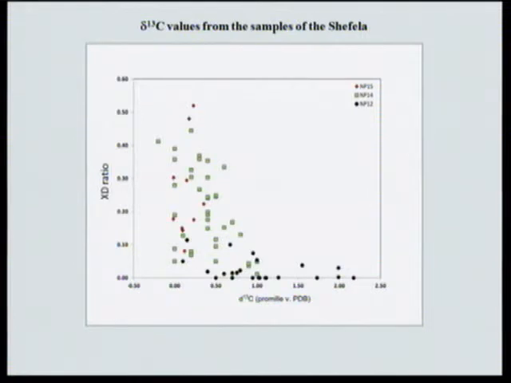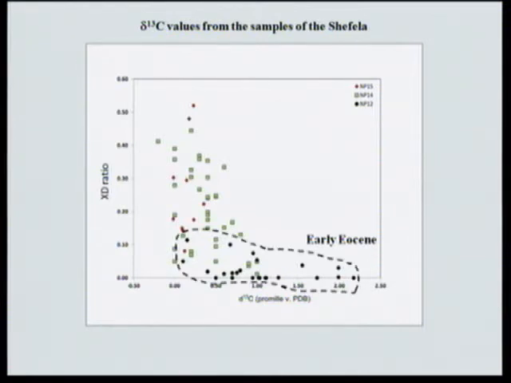And the last of the results will be the delta C13 values. I did not use the delta O18 paleothermometer because it is subjected to diagenesis, and we don't want this diagenesis to interfere. But delta C13 is considered to be a good proxy. And here are the delta C13 values against the XD ratio, once again, of NP12, NP14, NP15. You remember these are the zones of calcareous nanofossils, beginning from the early Eocene and the middle Eocene. It looks like a curve, but it's not.